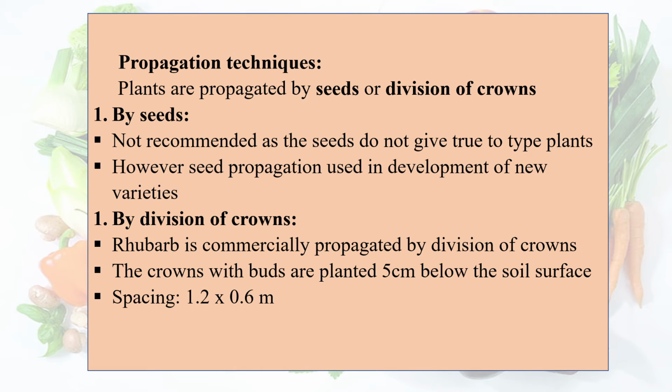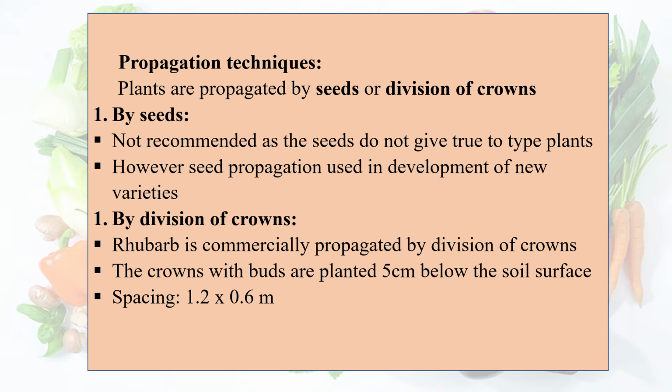Coming to propagation techniques, plants are propagated by two methods. One is seeds and the other is division of crowns. But seeds are not commercially used and are not recommended, as these seeds do not give true-to-type plants. But we can use these seeds in the development of new varieties.